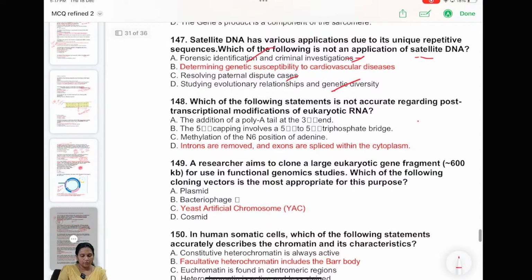The following statement is not accurate regarding post-transcriptional modification of eukaryotic RNA. What happens in eukaryotic RNA? Addition of poly A tail at 3' end, methylation at the 5' end, and removal of the introns and the exons will be added. Here they have written spliced: introns removed, exons are spliced. No. Introns are removed and the other exons get joined. Okay? It's not accurate, this is the answer. Everything else is okay: methylation at 5' end, capping, addition of poly A tail at 3' end, 5' capping at 5' end.